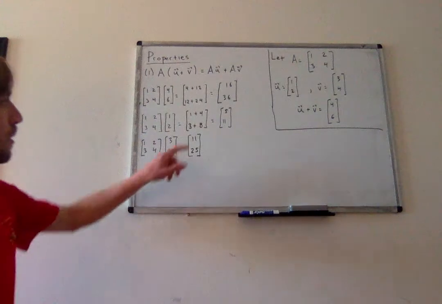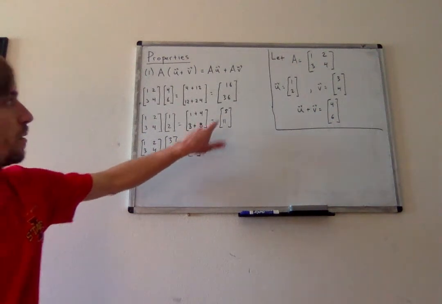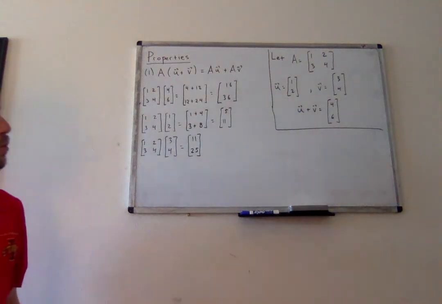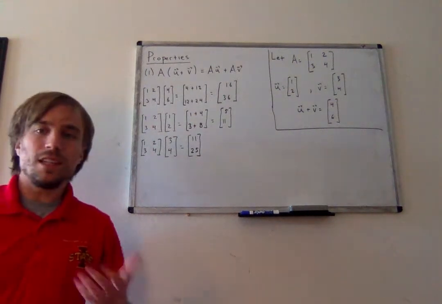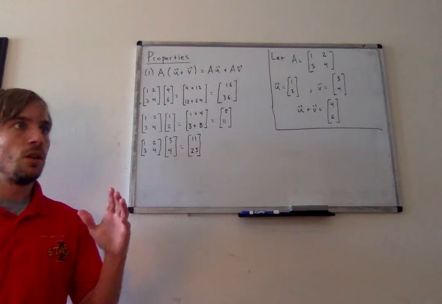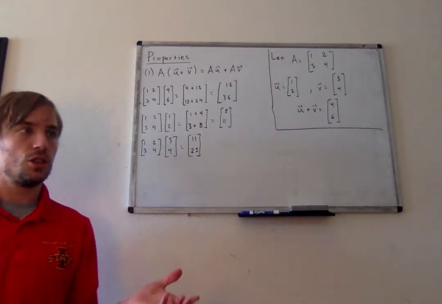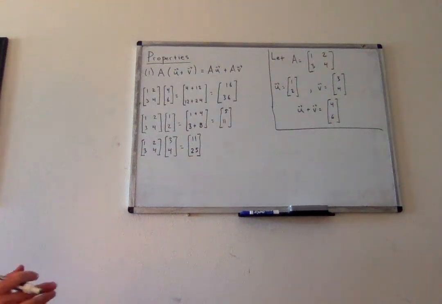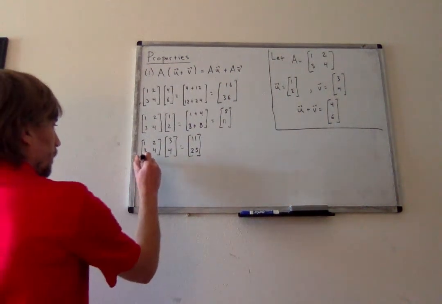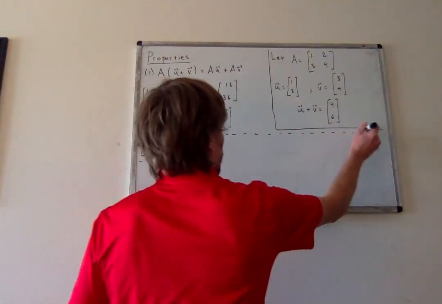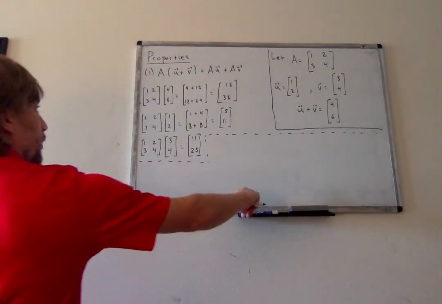And so notice A times u plus A times v does in fact equal A times u plus v. So when you think about how all of the multiplication works, I think it makes sense to me that this should distribute. But it's always nice to see an example confirming that it does. All right, so that's property 1.